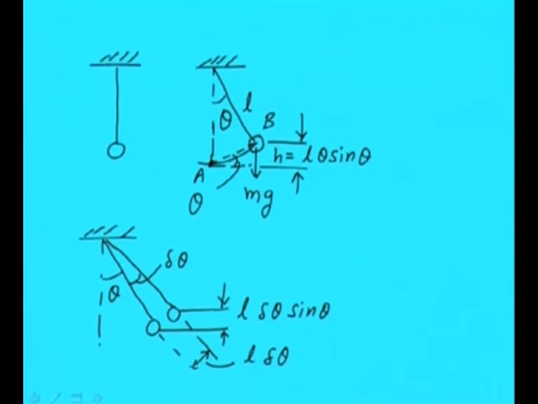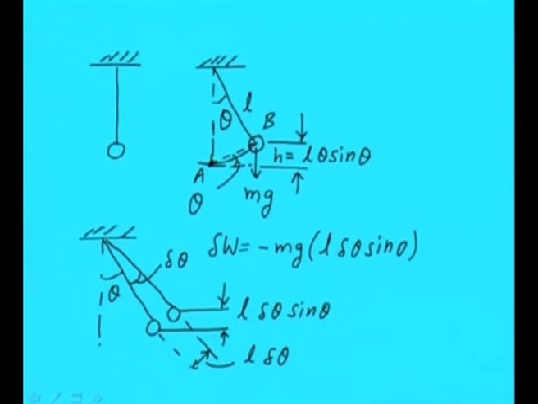Now we can write the virtual work. So virtual work will be, that is, first term is mg. Mg is getting displacement of L delta theta sin theta. So from this position it is getting lifted to this particular position. So this is the virtual work done in that particular mass.